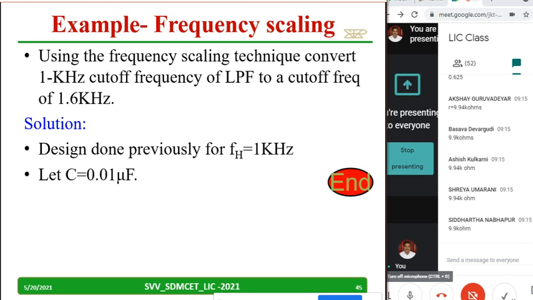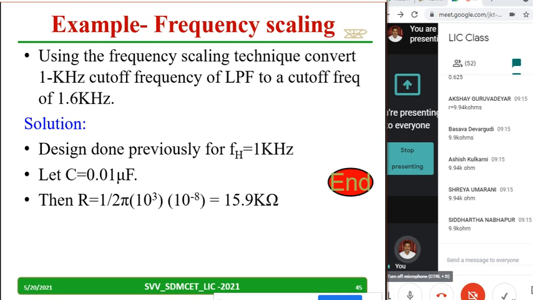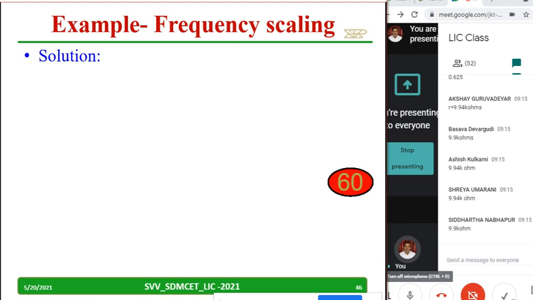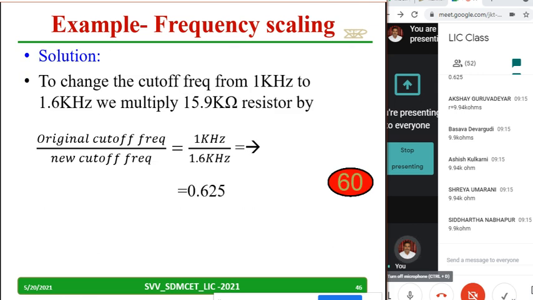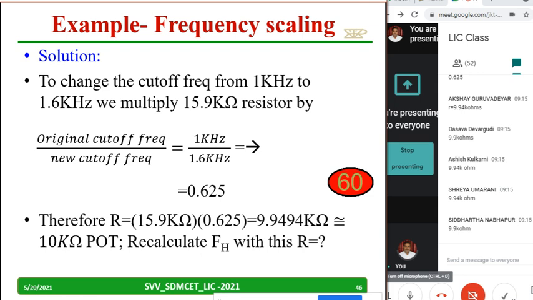Let me show you the answer. C is the same, 0.01 we have taken. The R is 1/(2πfC). Simply replace the C value and calculate. We got 15.9. And whether you have to change R or C, we have discussed all this. R we have to change. And the answer 0.625 is correct. When you multiply this, you will get 9.9494 kilo ohm.